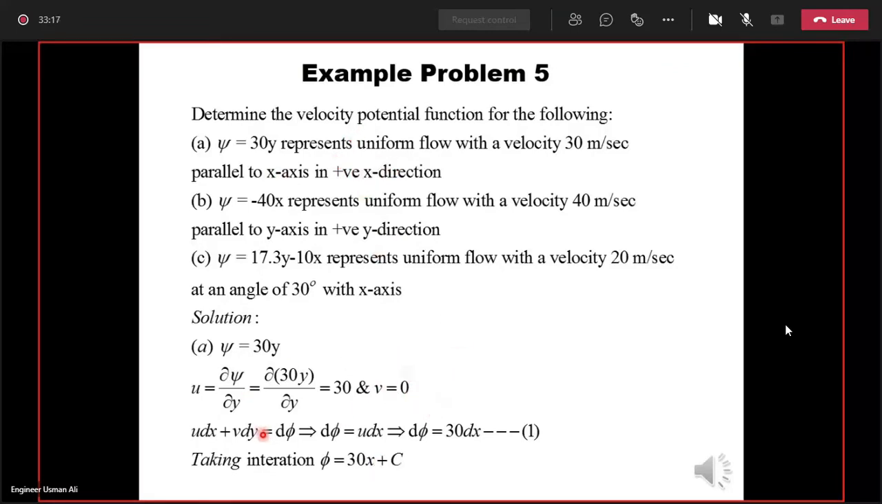Now we know that u dx plus v dy is equal to d phi. So d phi is u dx because v is 0. So d phi is, putting the value of u, 30 into dx. Taking the integral, the integral of d phi will be phi, and the integral of 30 dx will be 30x plus c, because it is an indefinite integral. So that's why we have introduced this constant of integration.